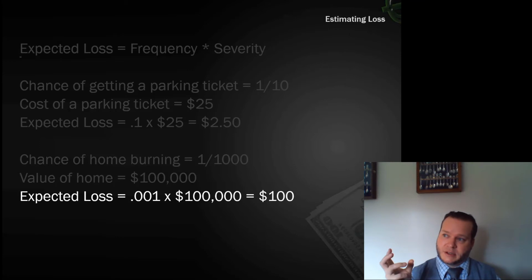How likely is it to occur? How much will it cost if it does? If either one of those goes up, then the expected loss goes up. And the higher the expected loss, the greater the risk. And the greater the risk, the more the insurance will cost.